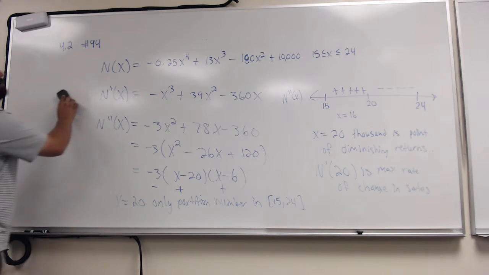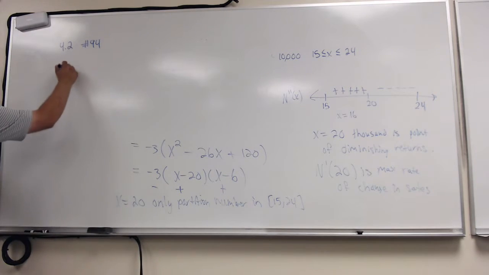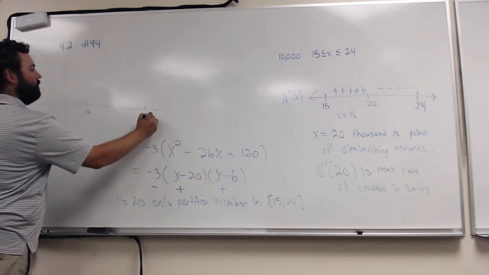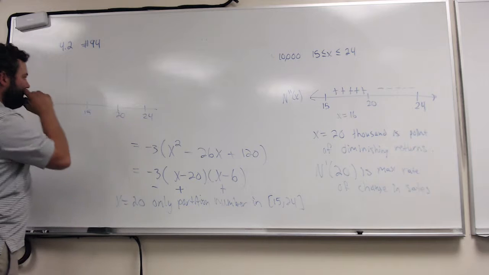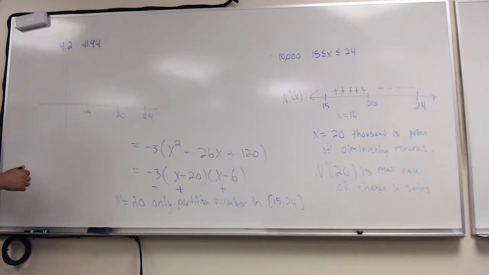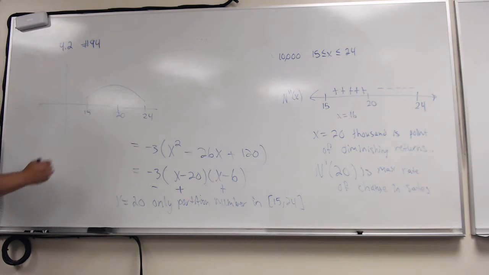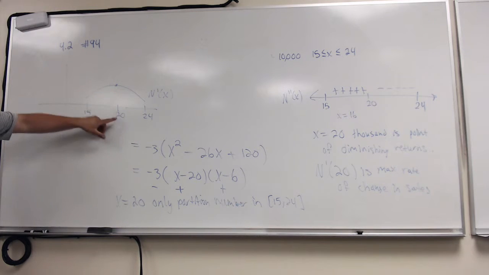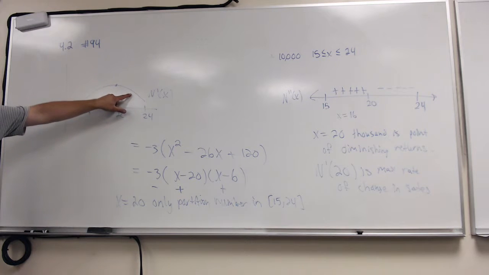While you're doing that, I'll kind of show you what's happening graphically. This isn't going to be the exact graph. You could go into Desmos. I certainly went into Desmos on my video. So like maybe here's 15, here's 24. 20 is maybe right here. And the graph of the first derivative, I don't know what it's going to look like. It might look like something like this. So this is n prime of x. Right? So 20,000 in advertising is where the rate of change goes from increasing to decreasing.